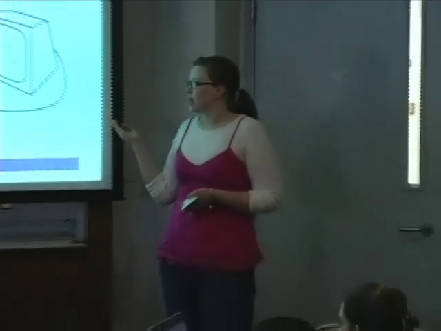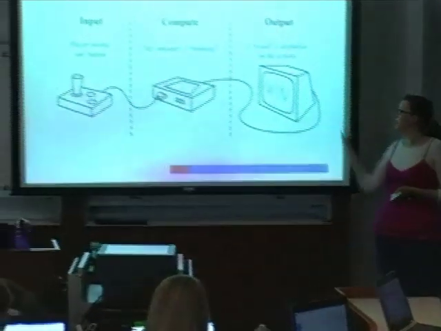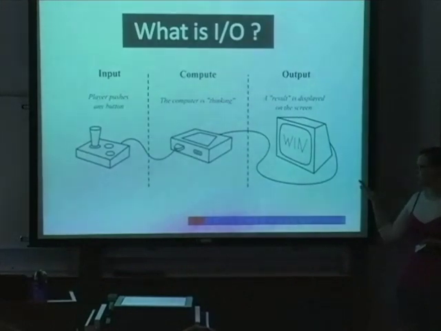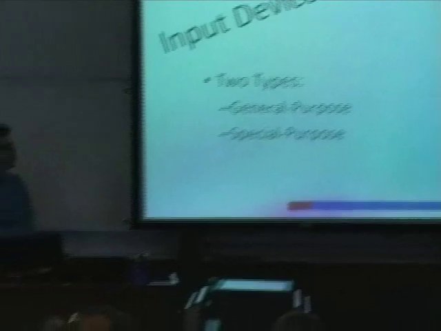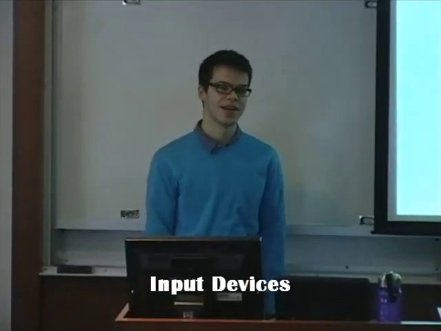In this example, the input is pushing a button, and the output is the display that results on the screen. There are different types of input and output devices. An input device captures and enters data into a computer system. The two types of input devices are general purpose and special purpose.